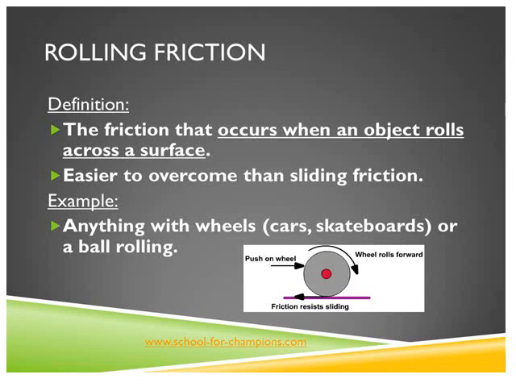Let us look at the definition of rolling friction. It is the friction that occurs when an object rolls across a surface. This is easier to overcome than sliding friction. Examples are anything with a wheel: cars, skateboards, or a ball rolling. We will discuss more examples in the next slides.